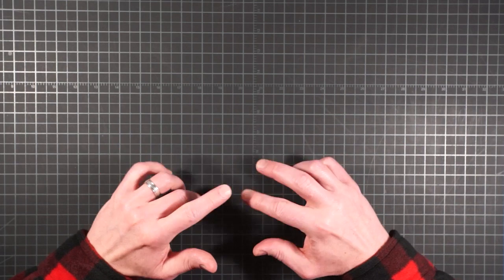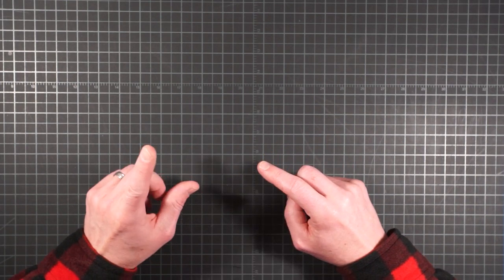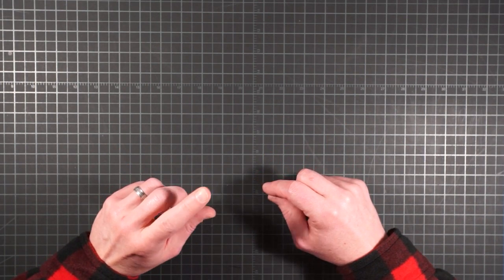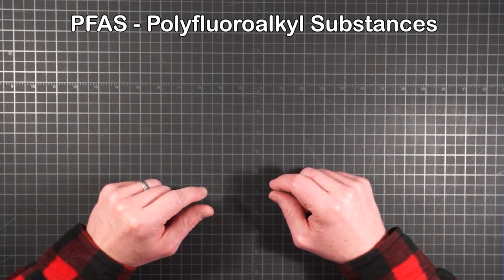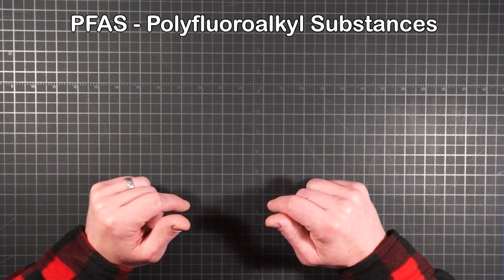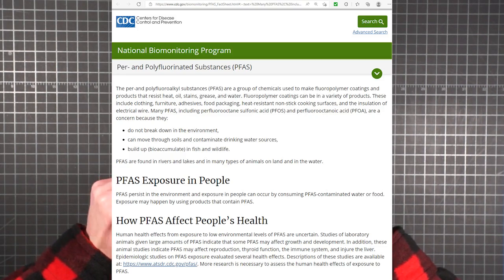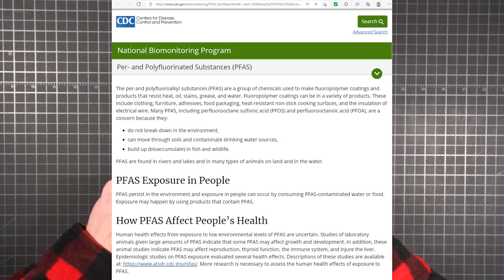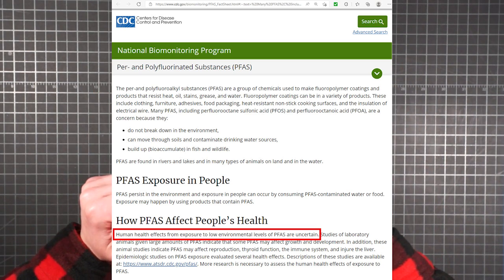And lastly, while he didn't have any results to share, the support rep at Grayl said they're recently certified for PFAS as well. These are polyfluoroalkyl substances used to make product coatings that resist heat and liquids. They don't break down in the environment, so they can move through soils and contaminate drinking water sources, but their health effects at low levels are uncertain.